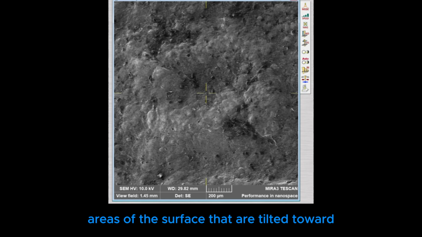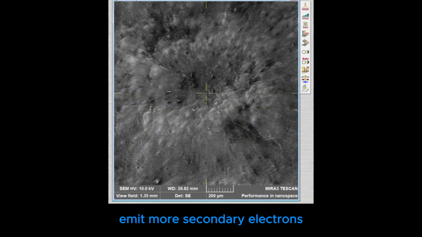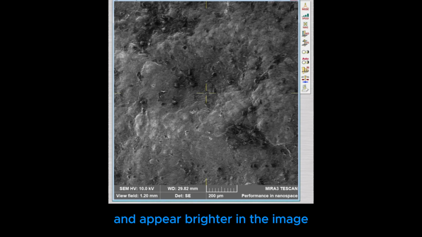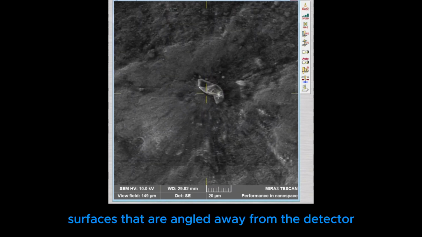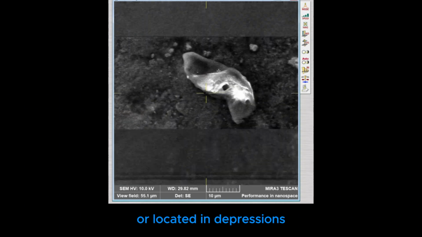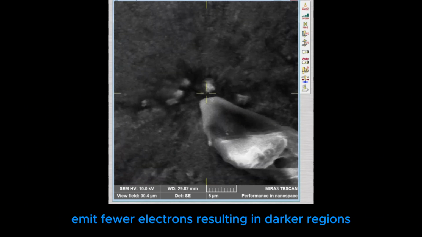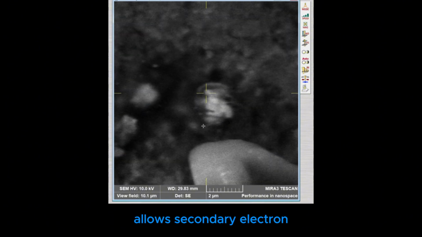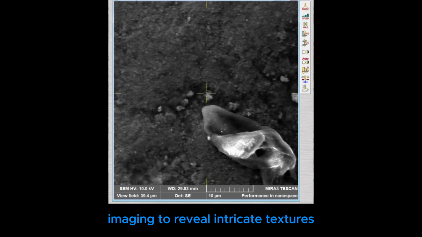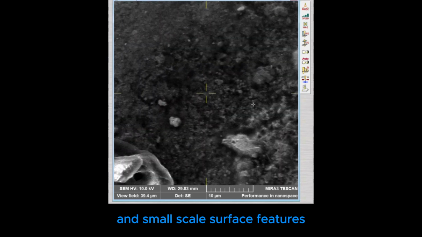Areas of the surface that are tilted toward the electron detector emit more secondary electrons and appear brighter in the image. Conversely, surfaces that are angled away from the detector or located in depressions emit fewer electrons, resulting in darker regions. This sensitivity to surface geometry allows secondary electron imaging to reveal intricate textures and small-scale surface features.